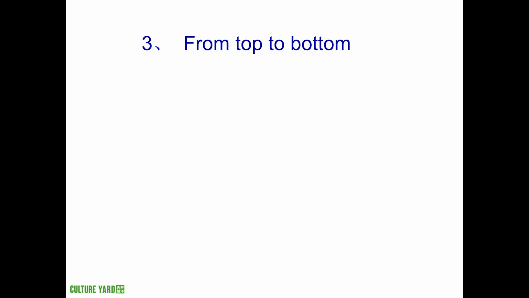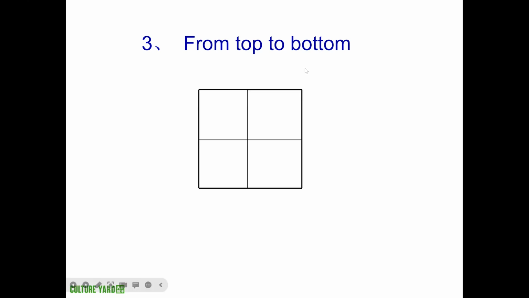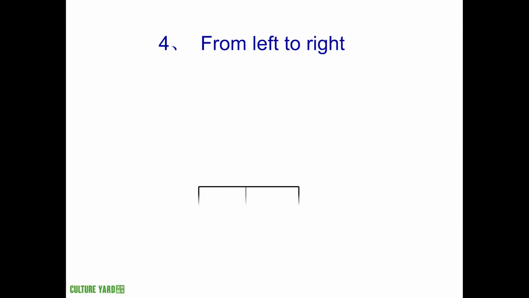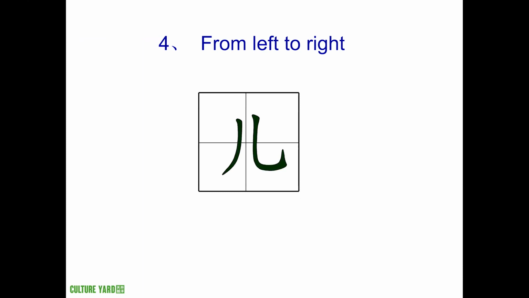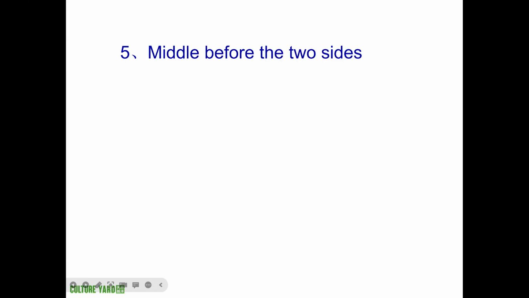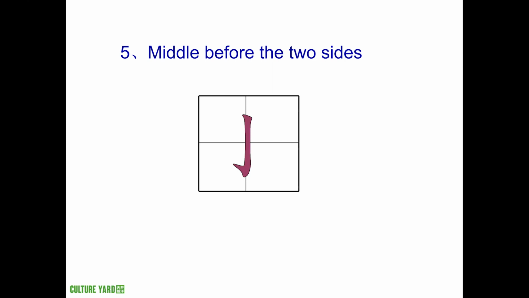And then from top to bottom. When we write a stroke or a character, always from top to bottom. 1, 2, top, bottom. This is 二, right? We must write this one first and then this one. Never come from bottom to top. No, it's wrong. And then from left to right. 1, 2. Left, right. So this is 八. From middle and then 2 sides. Middle, left, right. From middle to 2 sides.